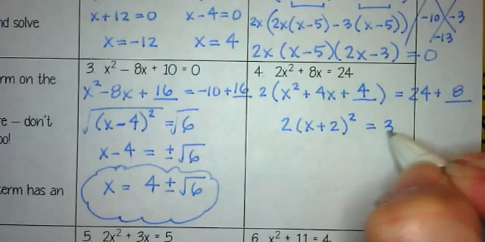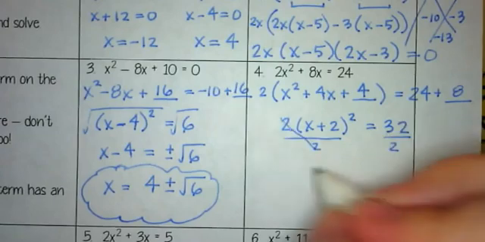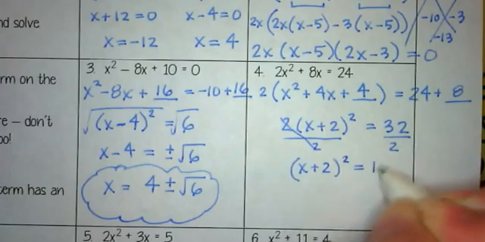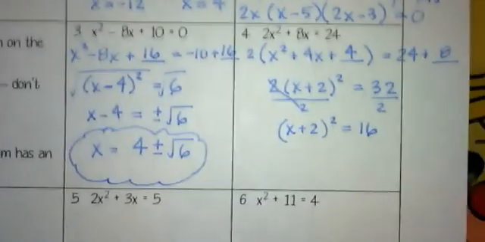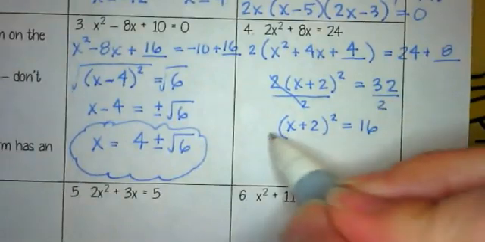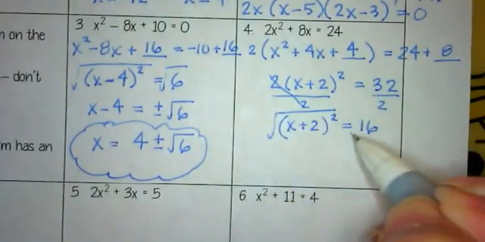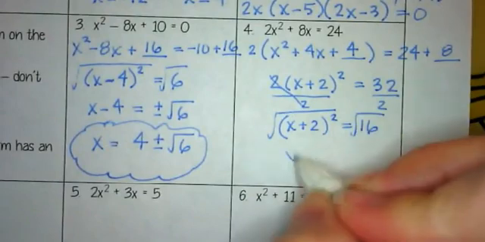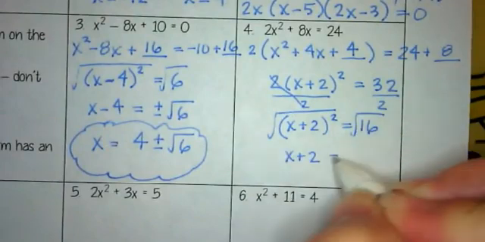Now we have to solve for x. So first thing I'm going to do is divide both sides by 2 to cancel that. So now x plus 2 squared equals 16. If I take the square root of x plus 2 squared, I'll get x plus 2. And then the square root of 16, don't forget it's plus or minus, but I also know that that is 4.